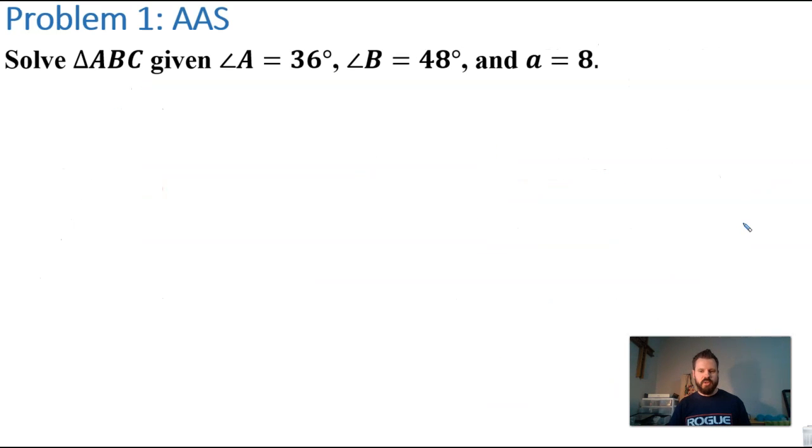All right, so we don't need to be able to prove the law of sines, but we do need to be able to use it. Let's show you how. Okay, problem 1 says solve triangle ABC given angle A is 36, B is 48 degrees, and side a is 8.